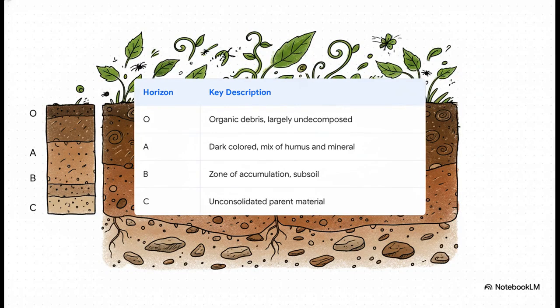So let's do a quick recap of the story. You've got the O horizon on top for organic matter, then the A horizon or topsoil, where life is buzzing, below that the B horizon, the subsoil, which is that zone of accumulation, and finally the C horizon, our original parent material. That's the basic structure you'll find in most soils out there.